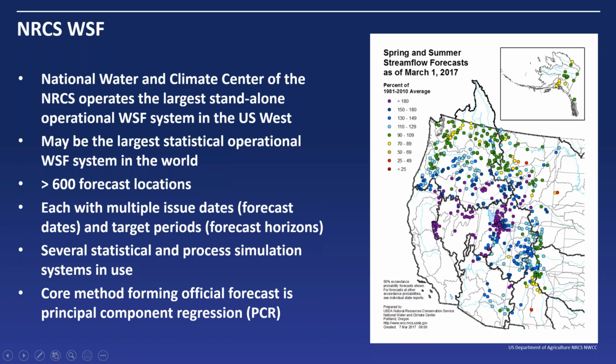So, water supply forecasting at the U.S. Department of Agriculture, Natural Resources Conservation Service, or NRCS. I'll just summarize that briefly. We operate the largest standalone operational WSF system in the U.S. West. If you took the NWS RFCs covering St. Mary and Adel all together, they would be larger. And it may be the largest statistical operational WSF system in the world. If anyone has any more information on that, I'd love to hear it, but as far as I know, that's true. It's definitely a huge system. There are over 600 forecast locations, each with multiple issue dates and target periods.